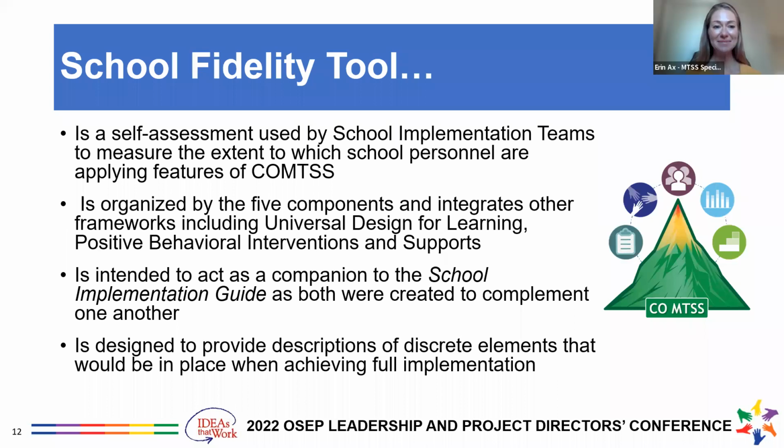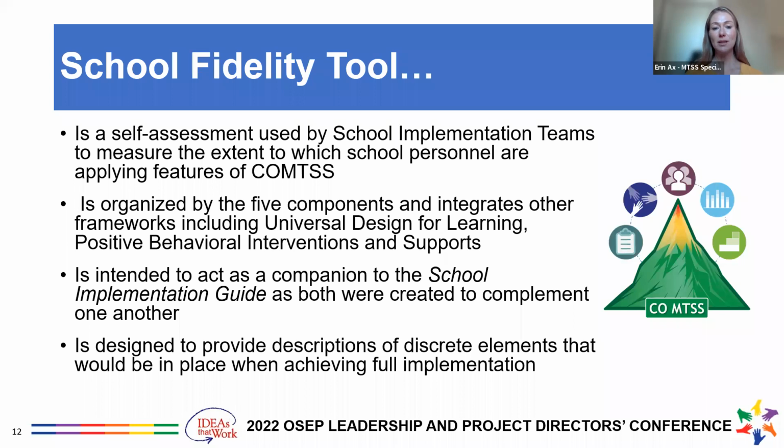Thank you so much, Lynn. Now that you've been introduced to Colorado multi-tiered system of supports, we'd like to turn our attention to the School Fidelity Tool, a self-assessment used by school implementation teams to measure the extent to which school personnel are applying features of COMTSS. The School Fidelity Tool is intended to act as a companion to the school implementation guide, as both were created to complement one another.